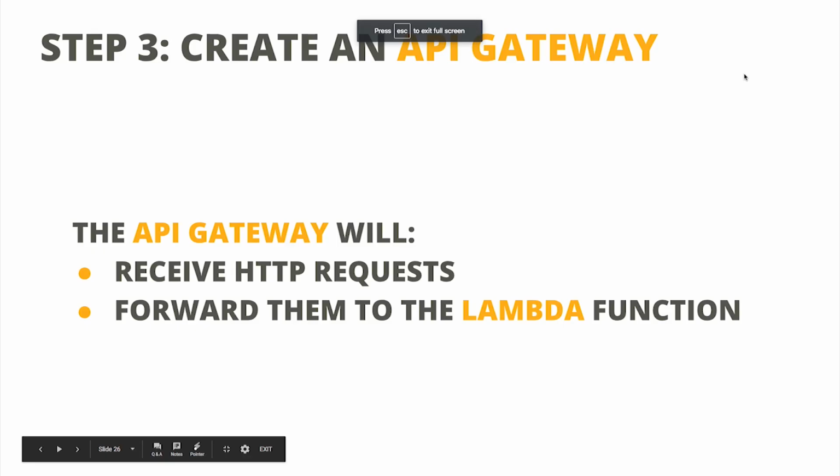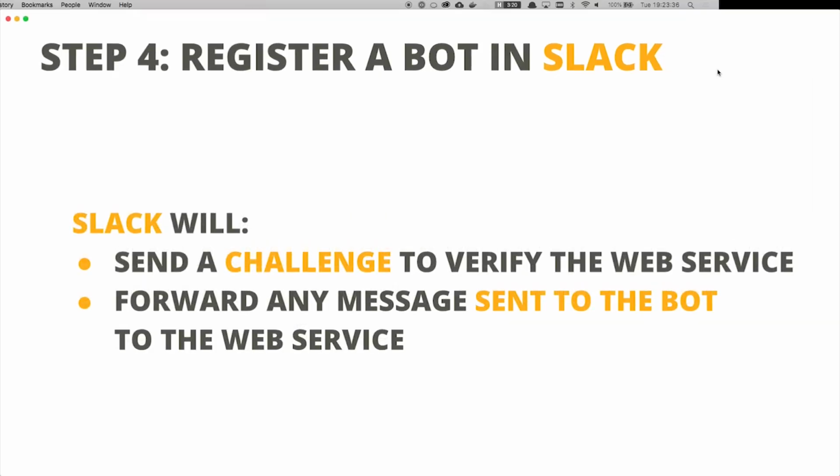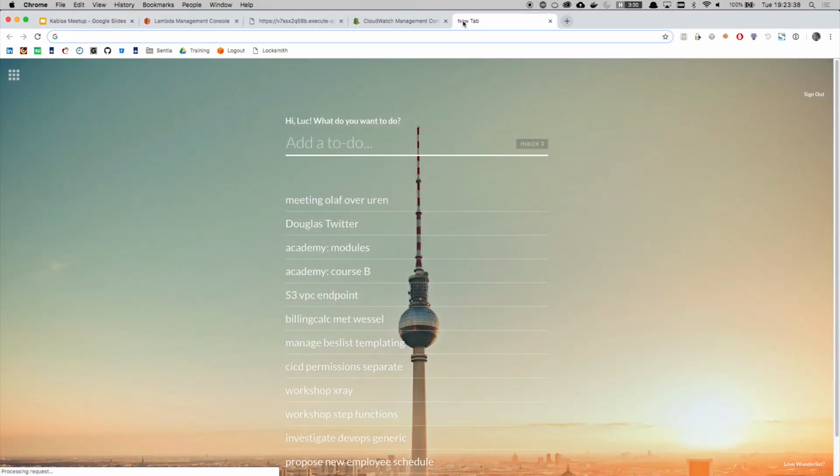So we now have the API gateway. Let's make sure that Slack can communicate with our Lambda. That's a bit more involved, but then again, it's not AWS technology, so what can you say?